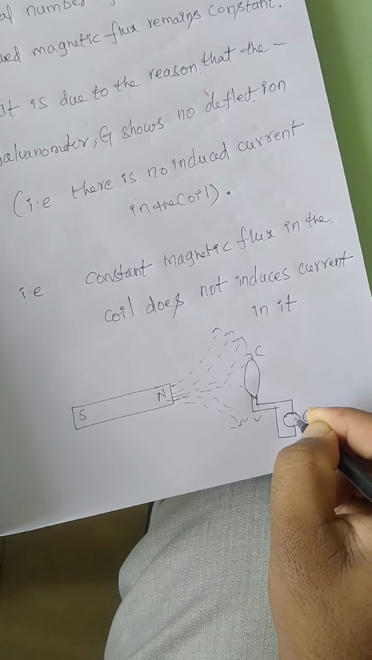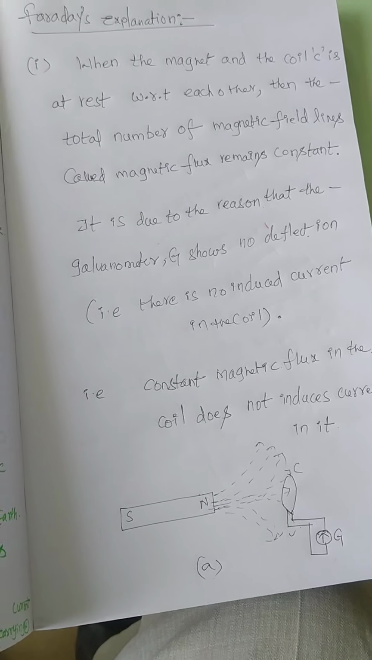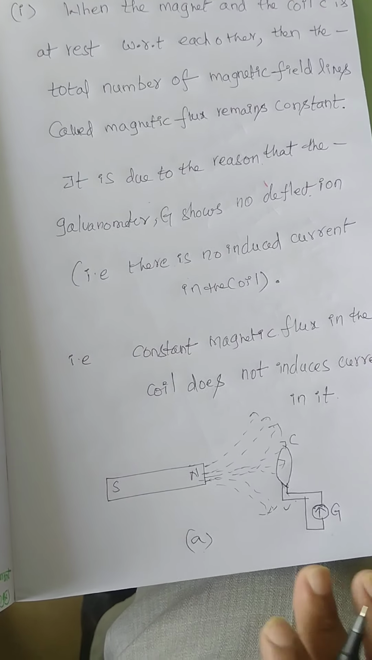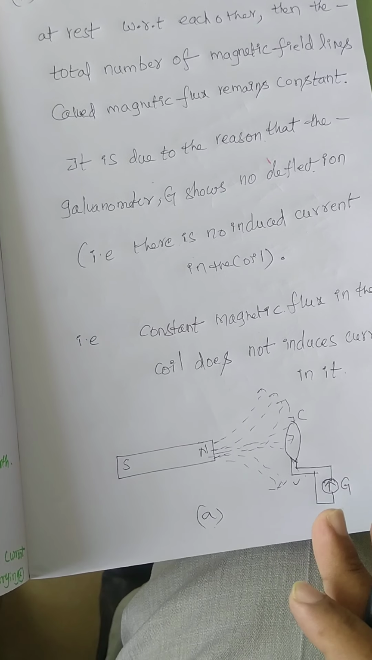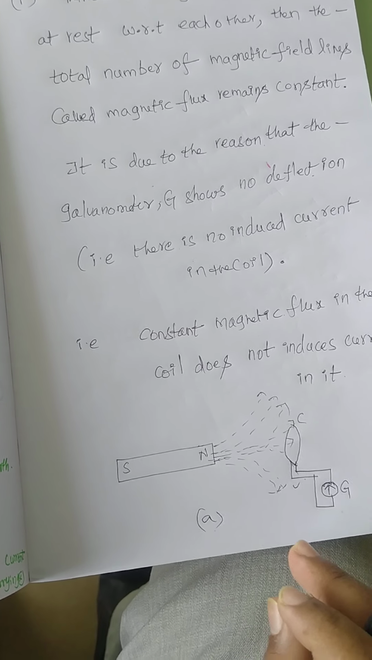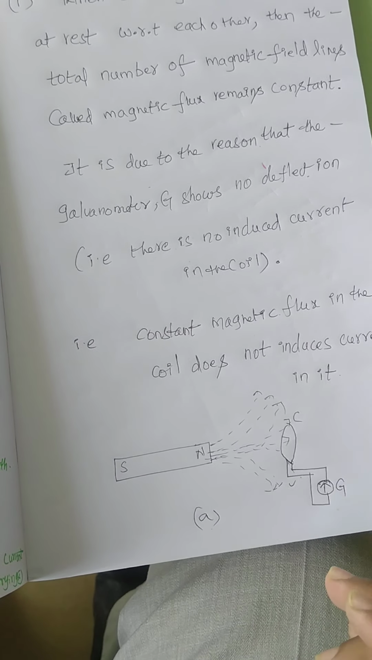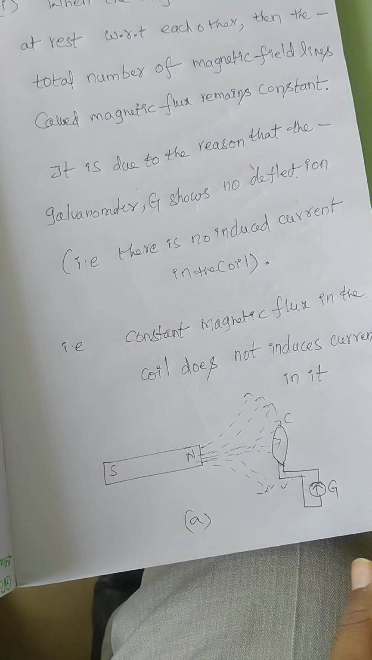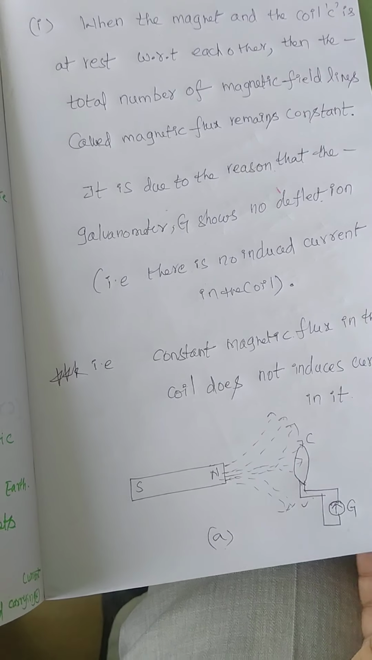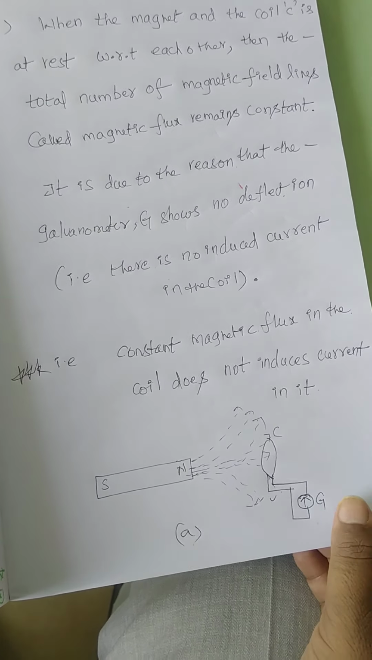Nothing is there. What it means is that when the magnet and the coil are at rest with respect to each other, the magnet produces magnetic field lines. The magnetic field lines per unit area, we call it magnetic flux. It means the magnetic flux remains constant. So no current is induced in the coil and the galvanometer does not show deflection. That is the first conclusion: constant magnetic flux in the coil does not induce current in it.